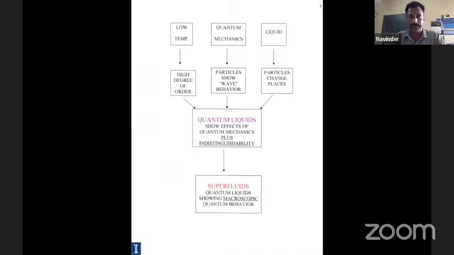Okay, so to make a quantum liquid, we basically need three ingredients. We need low temperatures in order to get a high degree of order. We need quantum mechanics in order to get particles to show wave-like behavior. And very importantly, we need the system to be liquid so that the particles can change places. And if we've got all these ingredients, then we may have a quantum liquid.